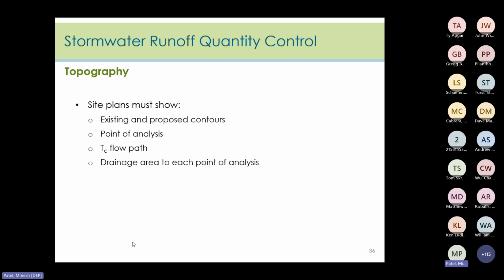It's often difficult for us to find drainage maps in these stormwater reports. We also see situations where the drainage calculations in the reports do not match up with the drainage maps in the plans. We need to see existing and proposed contours. We need to see the point of analysis, time of concentration flow paths, and the drainage area to each point of analysis. The reviewer must be sure that the data used in the calculations matches the various maps and plans. This information must also be included on the drainage plans as well.